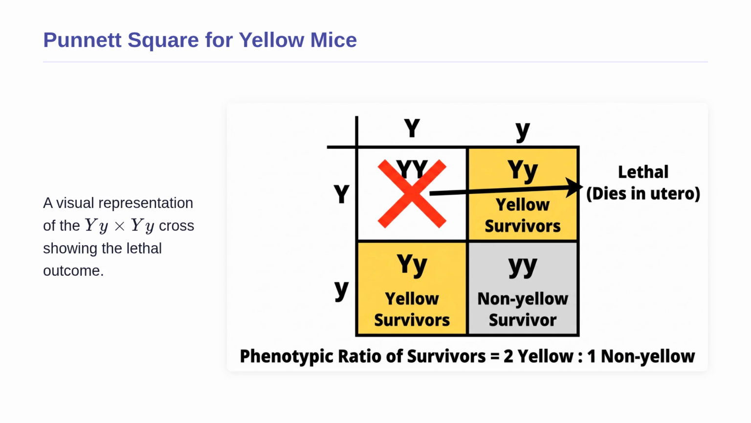The 2 yellow squares represent the big Y little y heterozygotes, which survive and have yellow coats. The single gray square represents the little y little y homozygote, which survives with a non-yellow coat. This diagram perfectly illustrates how the 4 expected boxes are reduced to 3 viable outcomes, visually confirming our 2-to-1 phenotypic ratio.